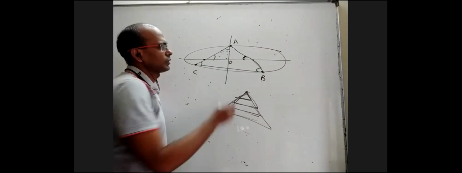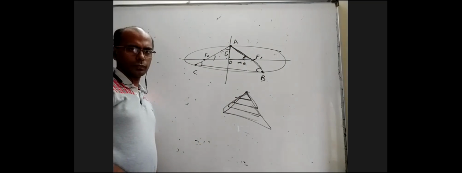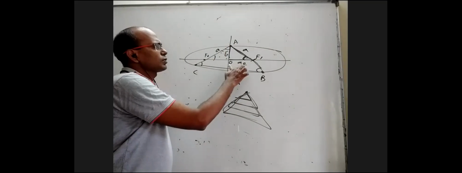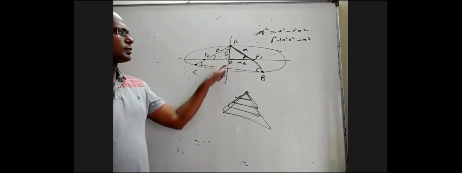And I told you, cos of this angle will give you eccentricity, just one step only. Why? This length is AE, this length is B. Everybody knows. But what about this length? Only up to here, F1. Anybody remembers what this length is? That will be A. Why? Root over AE whole square plus B square. We know B square equal to A square minus A square E square. If you bring this side, B square plus A square E square equal to A square. There's a Pythagorean triad. This is B, this is AE, and this is A.